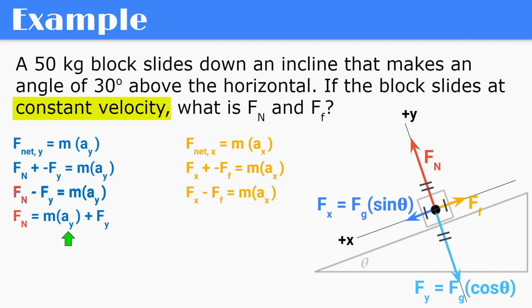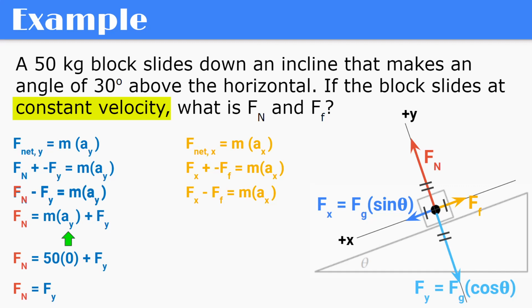Again, the acceleration here is 0, because it says constant velocity. Also, it's not accelerating vertically anyway. It's not even moving vertically, so it would be 0 regardless, but it also says constant velocity. So everything's going to have 0 acceleration. So 50 times 0 plus Fy, and I just get this, Fn equals Fy, which I didn't need to do any of that to find because I already knew that without having to show all that work. But of course, if you do have acceleration, you've got to do all that work.